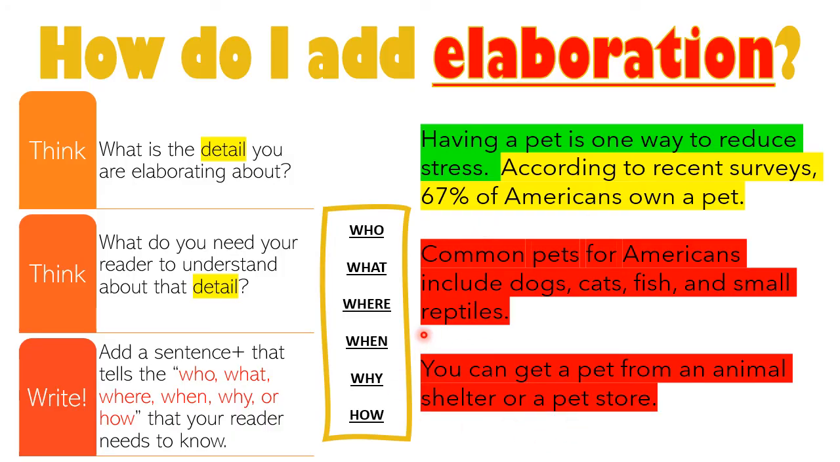This one is explaining a how. You can get a pet from an animal shelter or a pet store, maybe kind of a where, how combo. Where you could get a pet or how you could get a pet. And then as the author, you could decide, am I going to just choose one of these, or do I want to include both pieces of elaboration to make my key detail more clear?